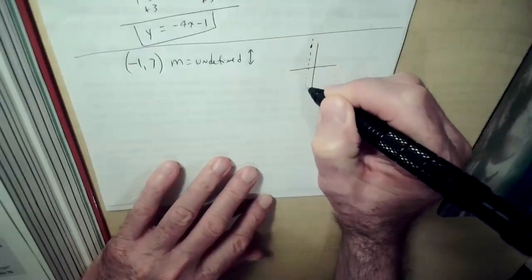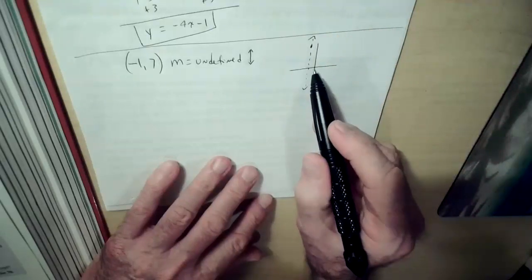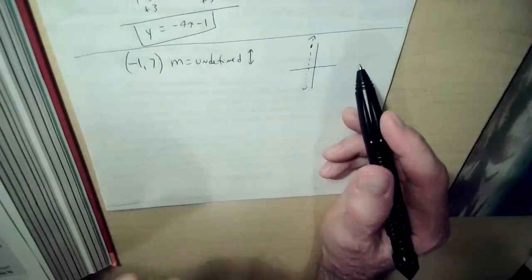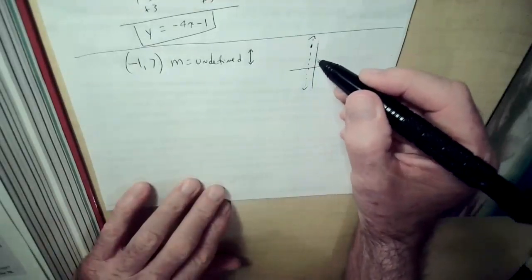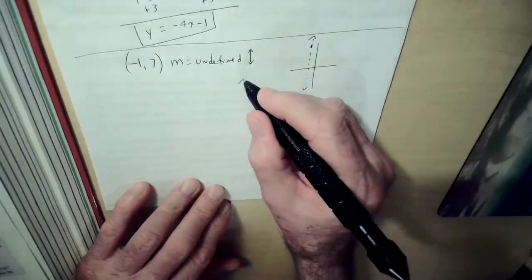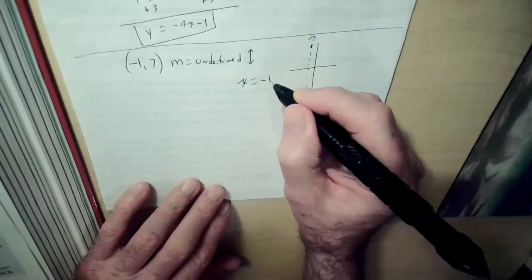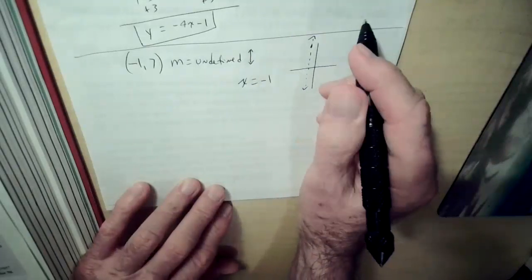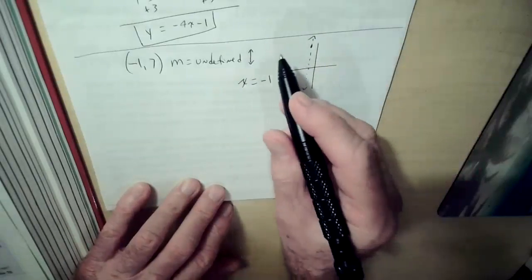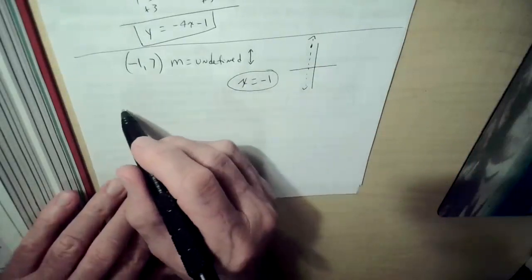More or less. So our line is going to look kind of like that. So what are you going to do as far as an equation goes here? Remember, no matter what y is, x is always -1. Right?